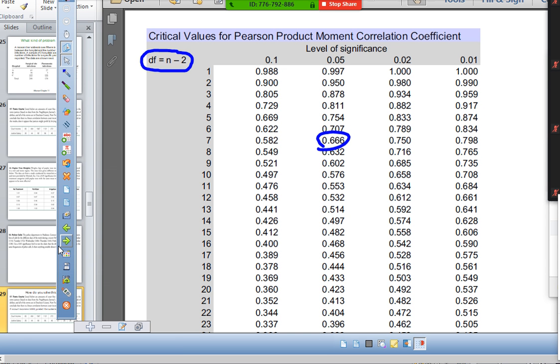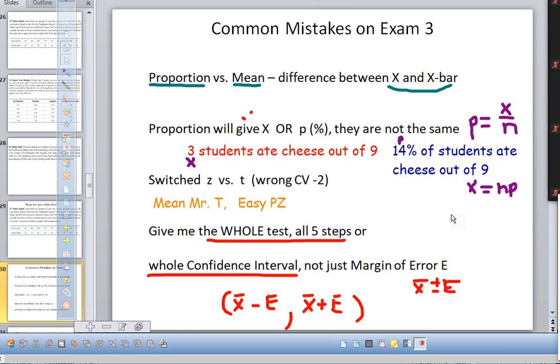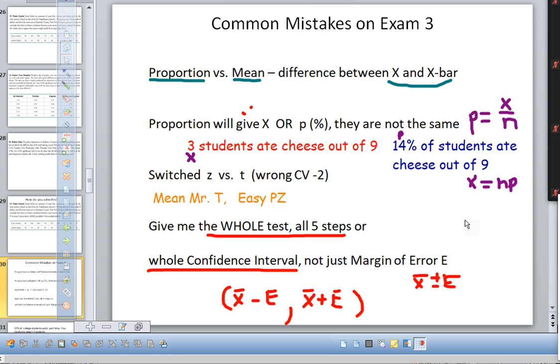All right. Okay. So here we go. Here are the common mistakes from exam 3. The first one is proportion. People would do a proportion when there's a mean problem, or they do a mean when there's a proportion problem, right? So remember, if it's a mean problem, it will literally say mean or average in there, always.